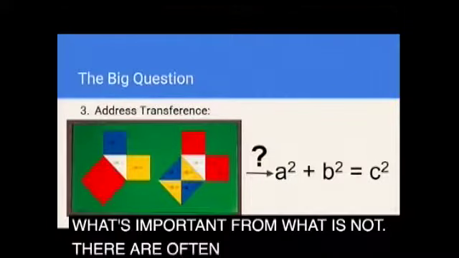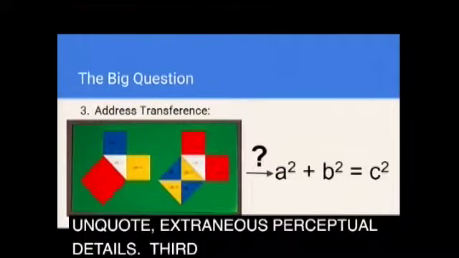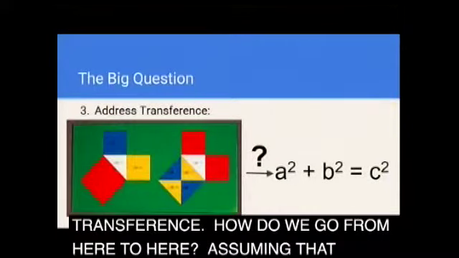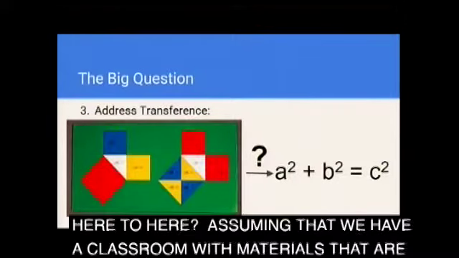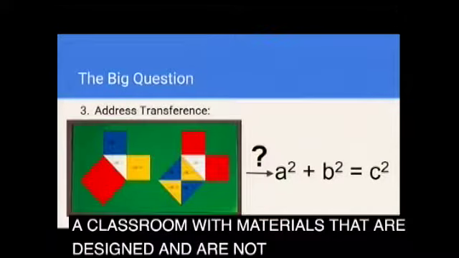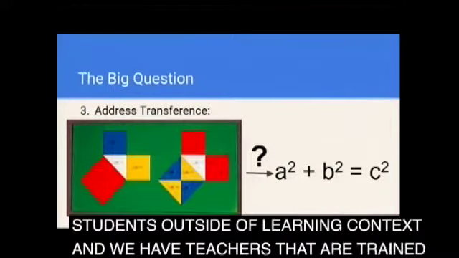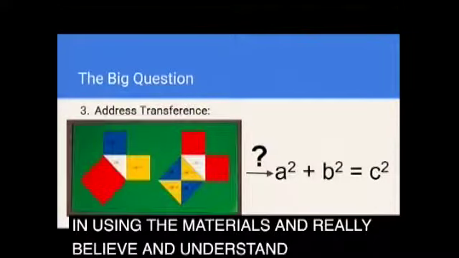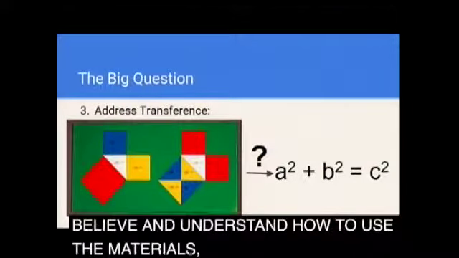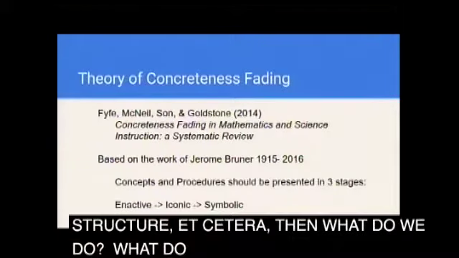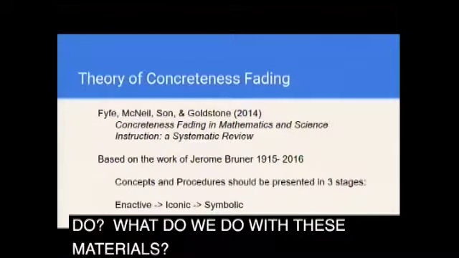And third, to address transference. So how do we go from here to here? Well, assuming that we have a classroom with materials that are designed well and are not familiar to students outside of learning contexts, and we have teachers that are trained in using the materials and really believe in and understand how to use the materials, and they have the right structure, et cetera, then what do we do with these materials? Well, one of the more robust theories of addressing the question of transference is this theory of concreteness fading.